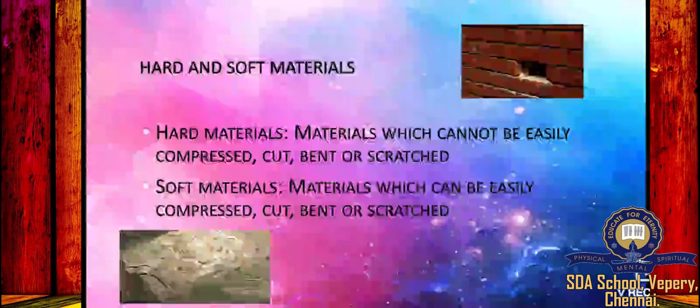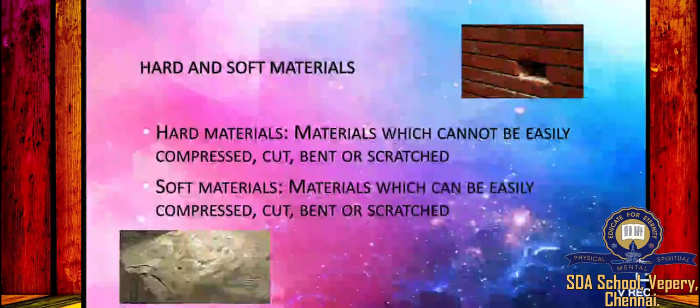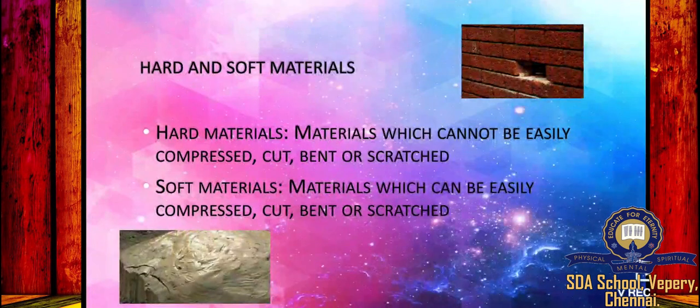So what is hard materials? Materials which cannot be easily compressed, cut, bent or scratched are known as hard materials. And the materials which can be easily compressed, cut, bent or scratched are known as soft materials.